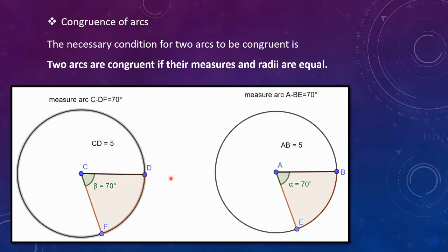Now the measure of arc DF is 70 degrees. Also, the measure of arc BE is 70 degrees. Therefore, arc DF will be congruent to arc BE.